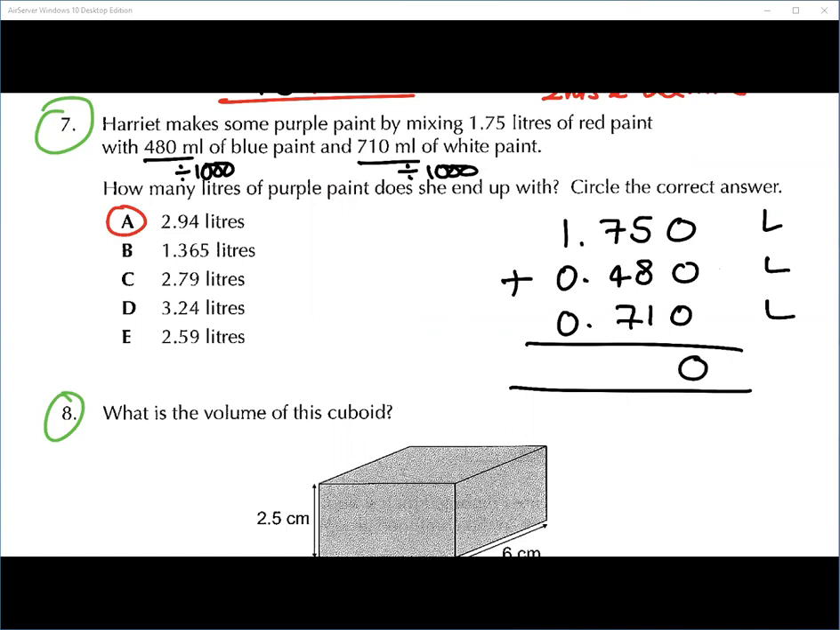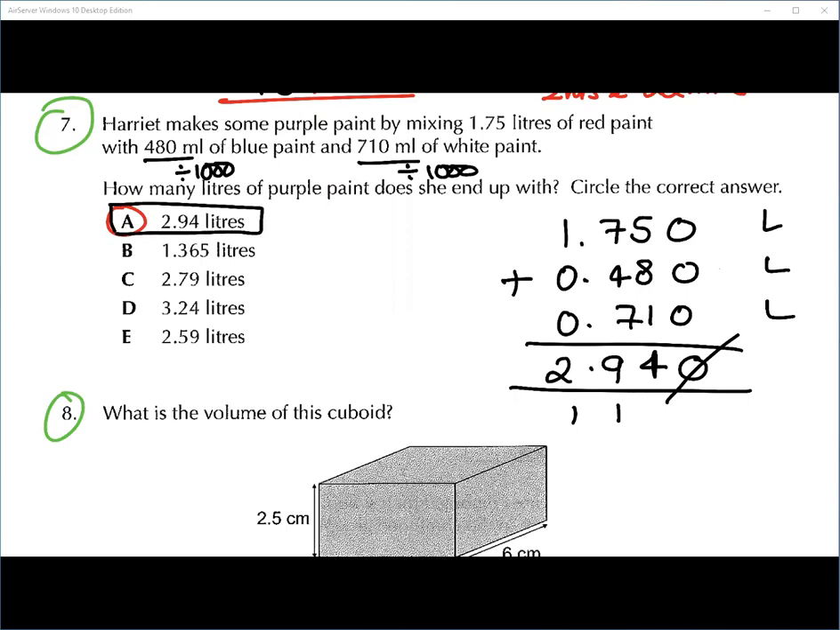So that gives you 0.13, 0.14. 7, 7, 14. 14 add 5 is 19. So the answer, we don't need the final 0. So the right answer is? A. Okay. What was your answer for that one? B. Oh, that's too small.